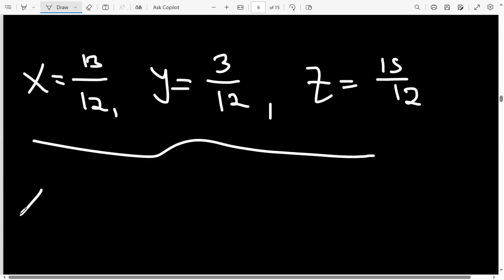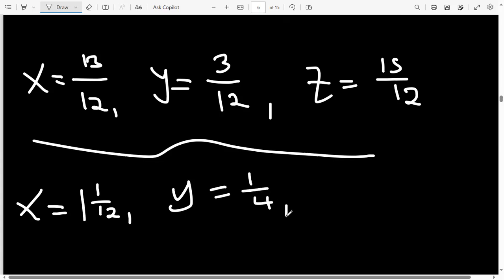Okay, if you want, you can reduce them. So x will be 13 over 12. And then y will be 1 over 4. And then z will be 5 over 4.